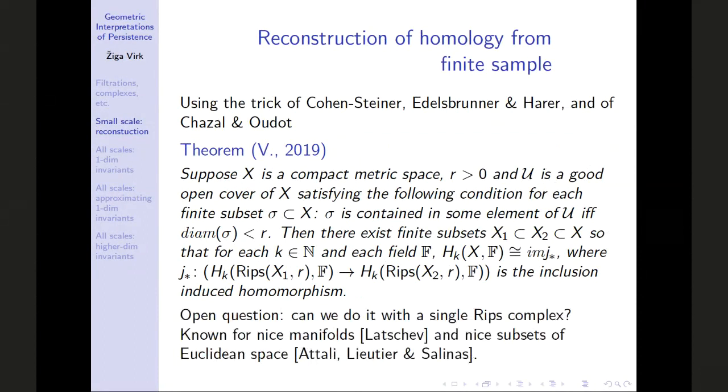Of course, there's a question whether we can do this with a single Rips complex. I have no idea how to do it. It's known that it can be done for manifolds. It was done by Lachev, and also for some nice subsets of a Euclidean space. But in general, suppose you just have a good cover of sets of prescribed diameter of scale R. How do you pick such a finite subset? It's not really clear. All right. So much about the reconstruction results. Any questions there?